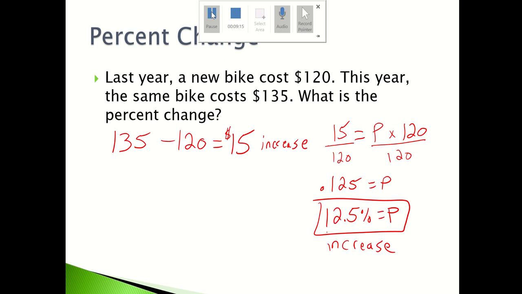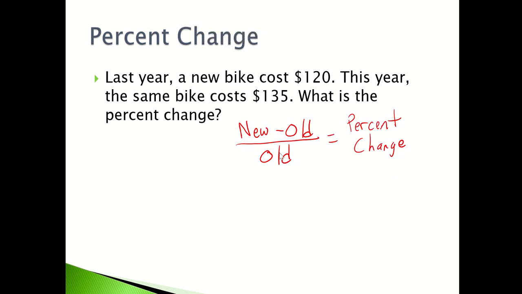Now there's another way to do this, so we can take all this work and put it into one step. So let me show you that. Instead of subtracting and finding the difference and then dividing that difference by the original amount, it's like an equation we can use. And the equation is this: new minus old divided by old equals the percent change. Remember, we are always comparing it to the original amount. That's why I say old.